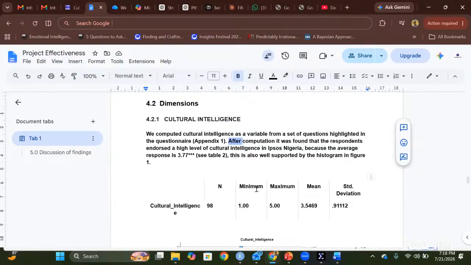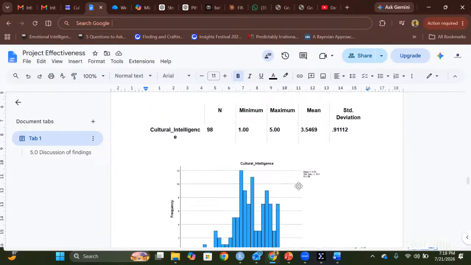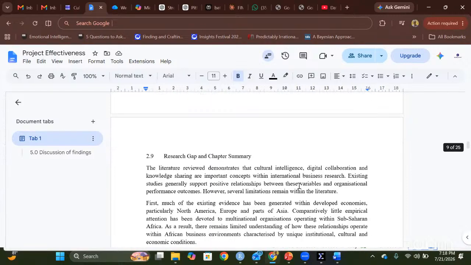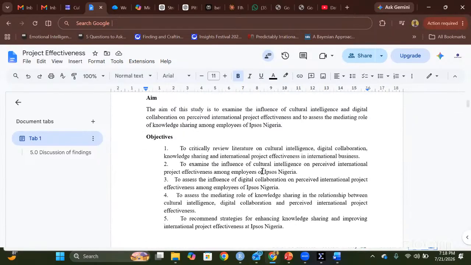So now this is the chapter where, like I asked, we're not doing any discussion of findings for this particular one. All of these ones we don't have. We're not doing discussion because we have not answered the question. Look at the question that we want to answer: What is the influence of cultural intelligence on project effectiveness? Have we done that?